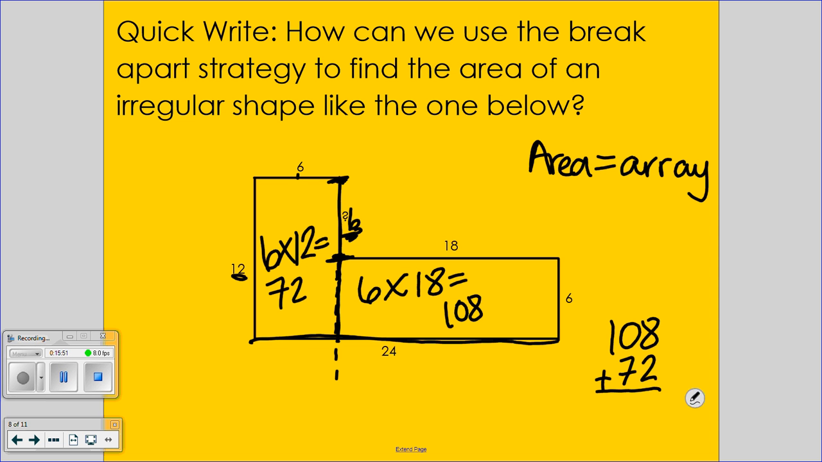Okay, 8 ones plus 2 ones gives me what, Eva? 10. Can I squish a 10 down here? No. I have 0 ones left over, and I can put a 10 over here. 1 ten plus 0 tens plus 7 tens gives me 8 tens. 8. 100 plus 0. 180. Square.